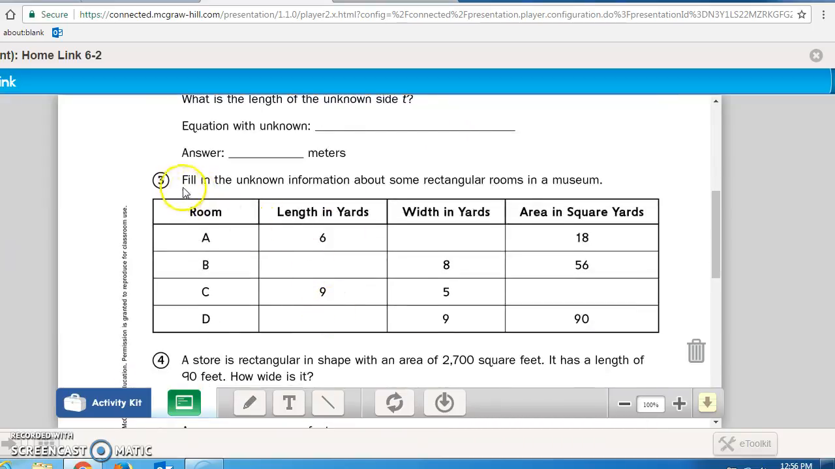Number 3 asks you to fill in the unknown information about some rectangular rooms in a museum. Again, if the area are these numbers, that means what you multiply together has to equal that. So something times 6 will equal 18. So you've got to figure out that number and fill it in.